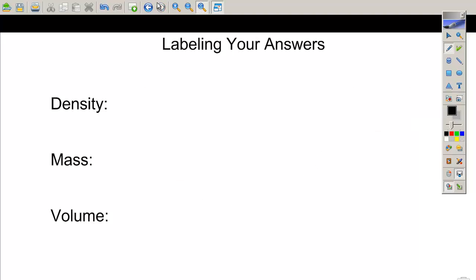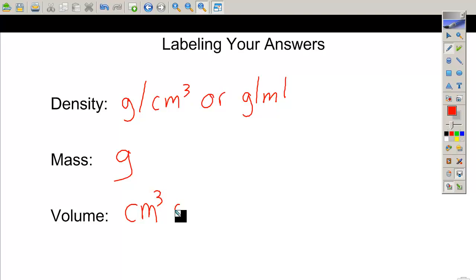So that concludes all of our sample problems. Now we're just going to talk about something that we do when we solve every problem, which is we have to label it properly. So in order to label it properly, we'll just list them right here. If we're dealing with density, remember density is a ratio. The ratio is between mass and volume. So it would be grams per cubic centimeter or grams per milliliter, because each of these, milliliter or cubic centimeter, are equal to one another. That's how we measure volume. Mass is always going to be in grams, and then volume is going to be in cubic centimeters or milliliters.